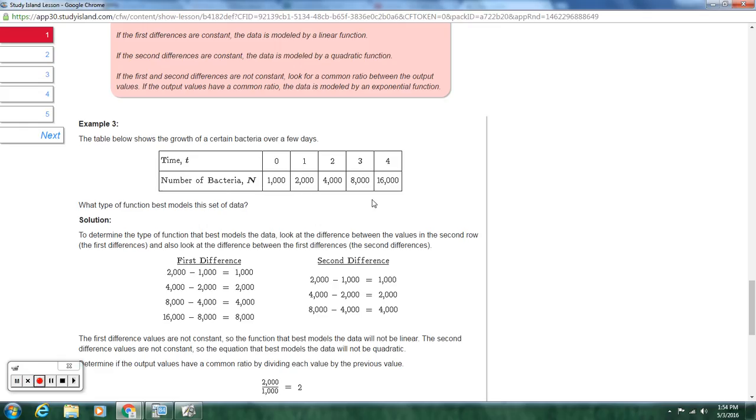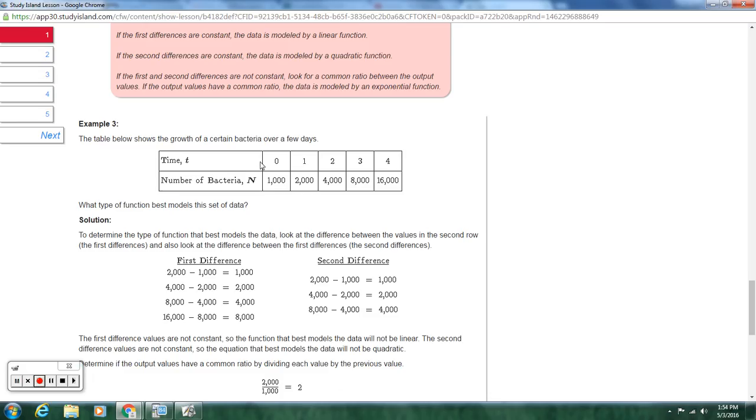Sam, what do you think? Linear. So Sam says a straight line. Anybody else? Guys, what's happening to these y values? They're increasing a whole lot.